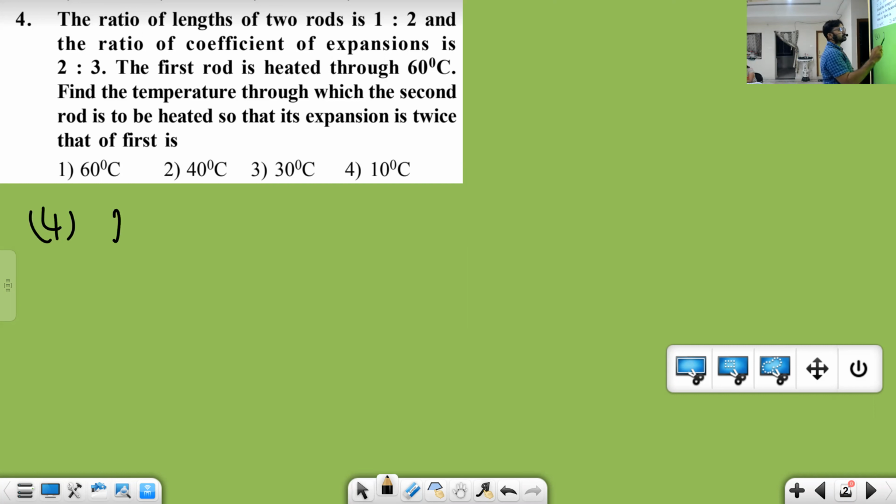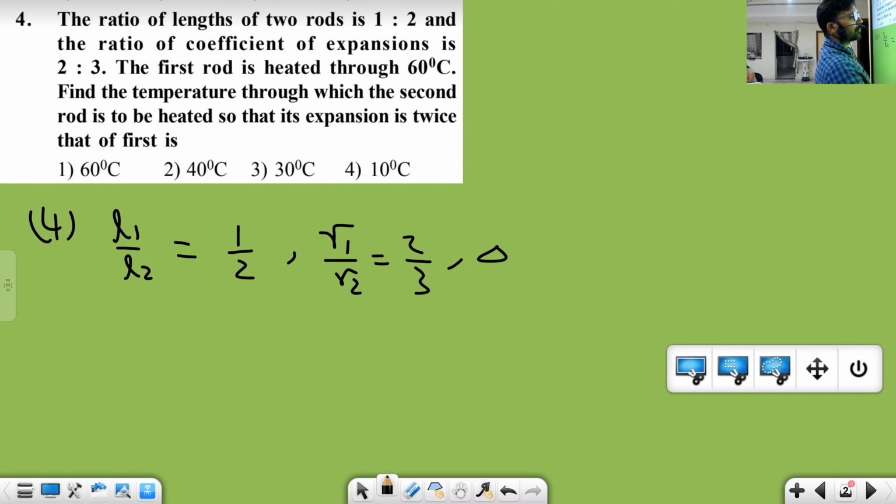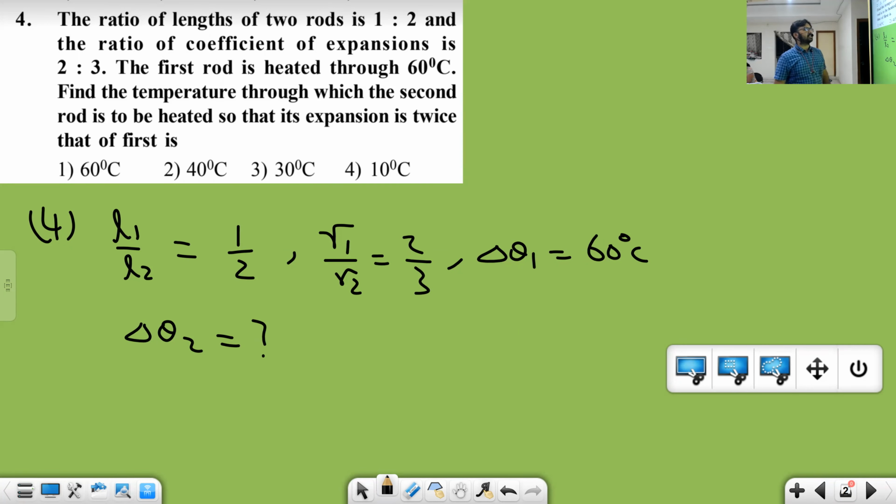Yes, sir. The ratio of lengths of two rods is 1:2, and the ratio of coefficients of expansion is 2:3. The first rod is heated through 60 degrees Celsius. Find the temperature through which the second rod is to be heated so that its expansion is twice that of the first. So delta theta 1 is given as 60 degrees centigrade, and they're asking us delta theta 2.